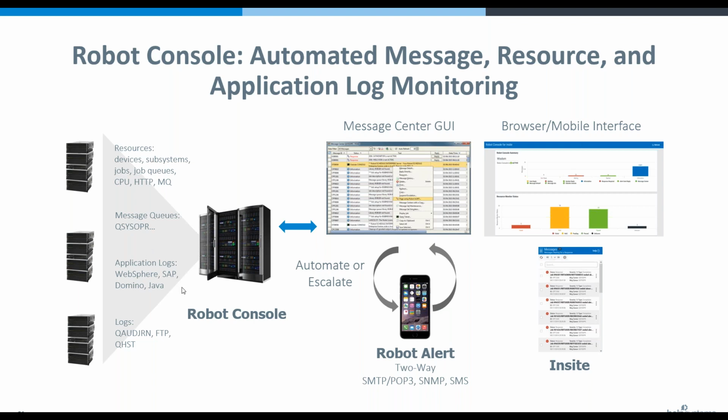That's a main reason Robot Console has been a mainstay in the Robot solution since the early 90s, being able to monitor QSysOper, answer messages automatically, but then over the years also do resource monitoring. This is all done through a GUI interface with integration with Robot Alert. We can do two-way SMTP, to be able to respond to messages right from a cell phone. And then there is the browser support as we've integrated that with Insight technology, so you can see your QSysOper messages and critical events from that browser.